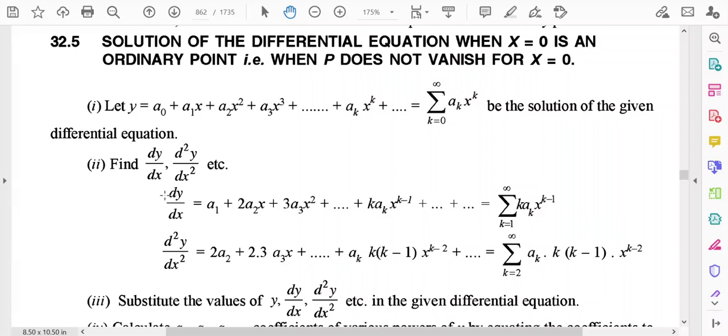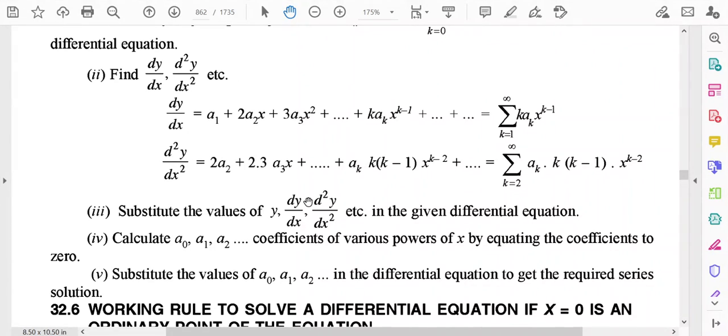After evaluating dy by dx and d square y by dx square, you have to substitute these values into the given differential equation. After substituting, you have to calculate a0, a1, a2, that is, the coefficients of various powers of x, by equating the coefficients to 0. And this will be clear after we discuss some examples. So lastly, we have to substitute the values of a0, a1 and a2 in the series to get the required solution.